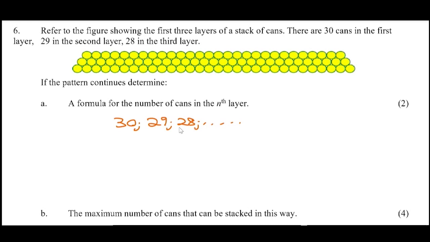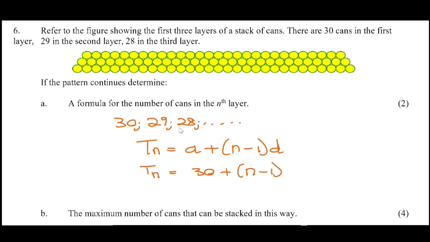Well, we just want the nth term of this arithmetic sequence. So it's going to be Tn is A plus n minus 1 lots of D. A is 30, n minus 1 lots of D, and remember D is actually minus 1. This all simplifies if we take out the brackets and collect our like terms to 31 minus n.